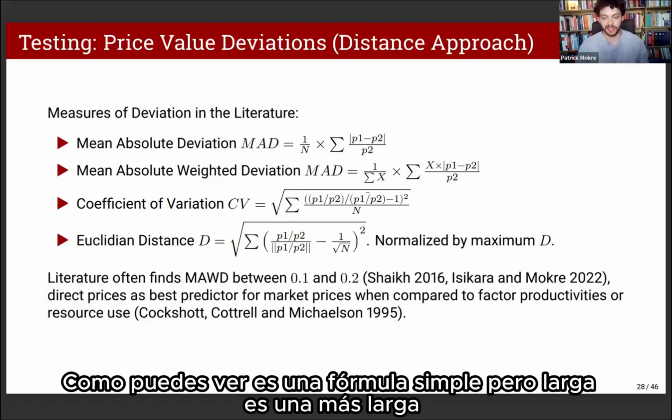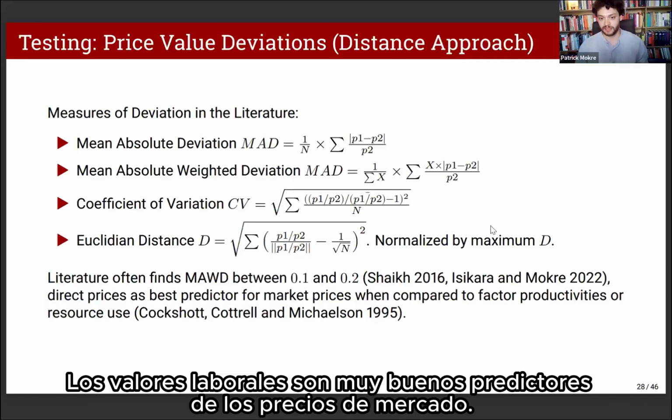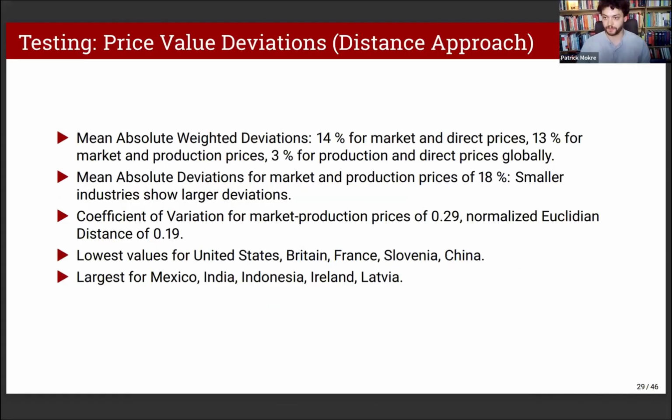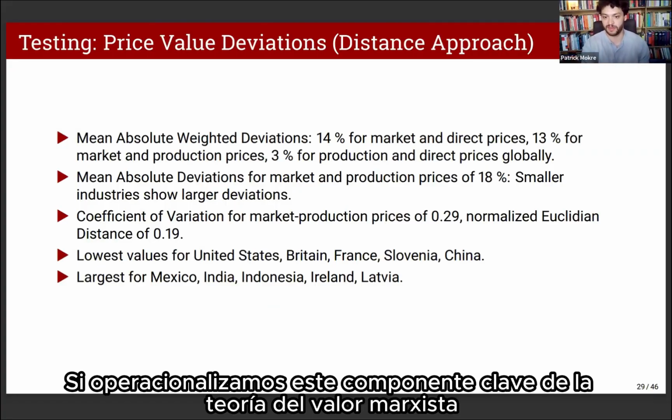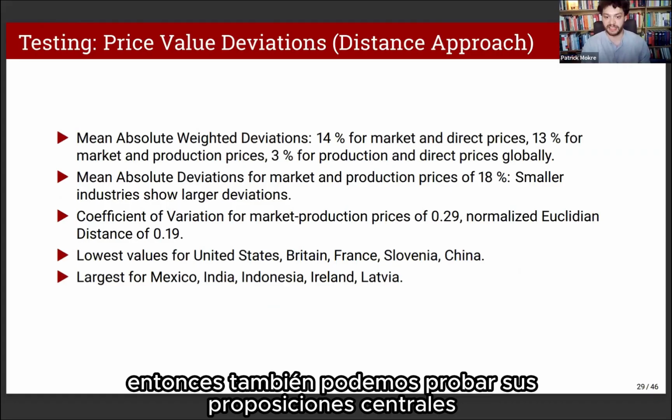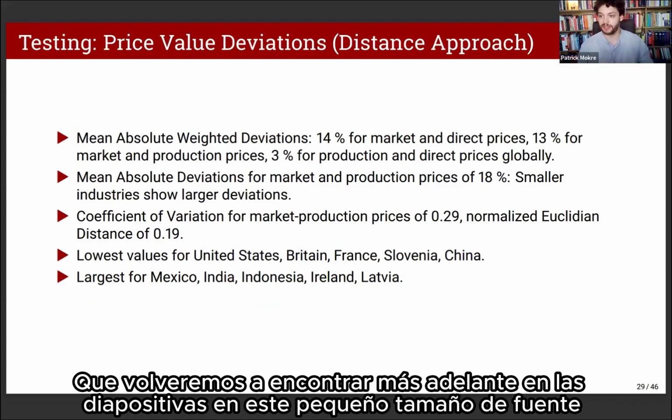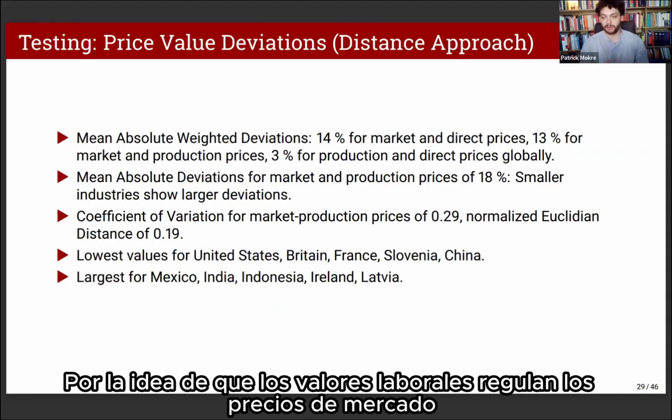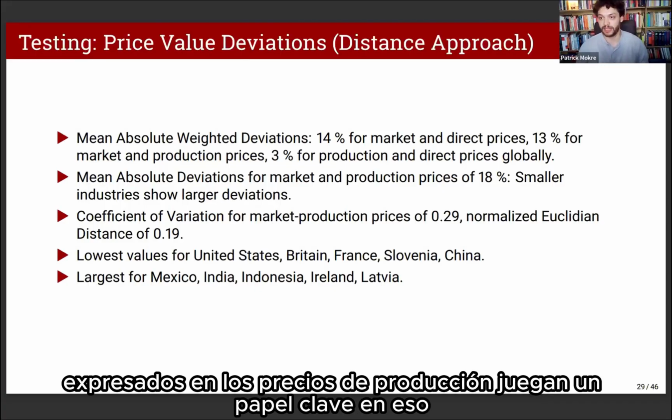These are longer formulas. But let's just say the results show that also in this dimension, labor values are really good predictors of market prices. And that indicates a meaningful relationship. So what I showed up until now is that if we operationalize this key component of Marxist value theory, then we can also test its central propositions. And in our investigation and the broader literature, which we'll find later in the slides, again in this tiny font size, we find a plethora of empirical evidence for the idea that labor values regulate market prices, and the profit rate equalization expressed in production prices plays a key role in that regulation.